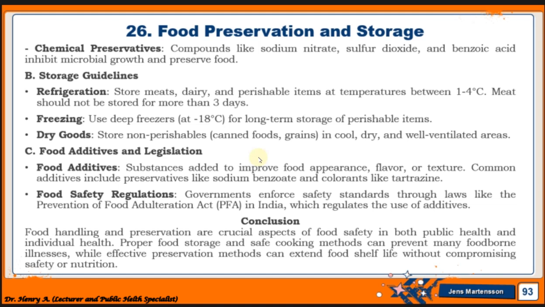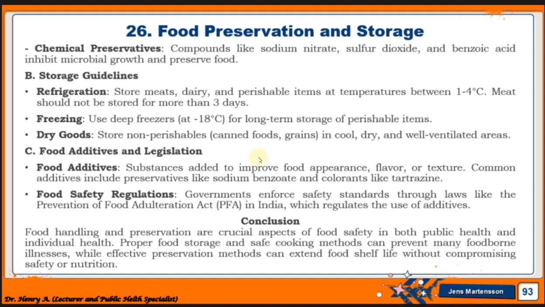Straight to the point. Number one, refrigeration. This is where you store meat, dairy, that is the milk, and perishable items at temperatures between 1 degree centigrade to 4 degrees centigrade. The meat should not be stored for more than 3 days, except it is in the frozen state.